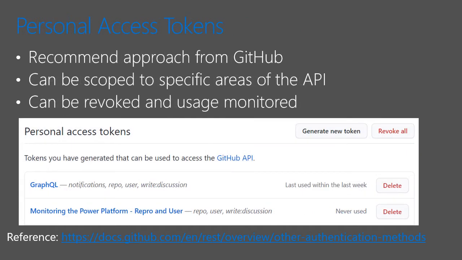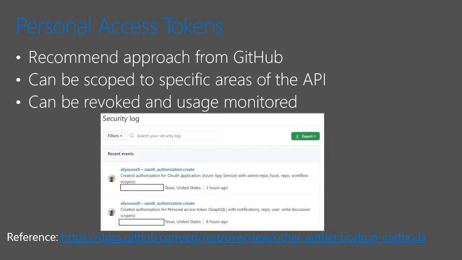Personal access tokens are the recommended approach from GitHub for authentication. One of the benefits of them is they can be scoped to a particular specific area of the API, such as I want to update workflows, I want to look at repos or user information. They can be revoked, all of them at one time with the revoke all button you can see, and their usage can be monitored as well. If you look here, you can see on the security log, I can see when an authorization was created for both the Azure App Service as well as GraphQL.